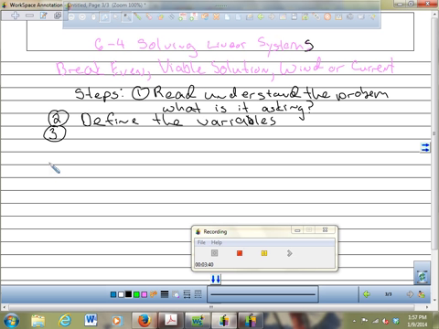Anyone know what step 3 would be? Not solve it, not yet. Step 3 would be to set up a system. You can't solve a system until you set up a system, which usually involves 2 equations and 2 variables.